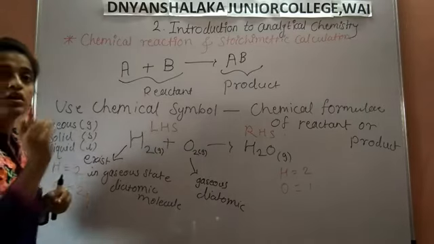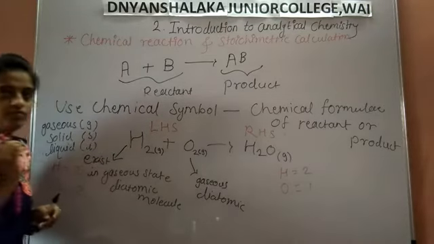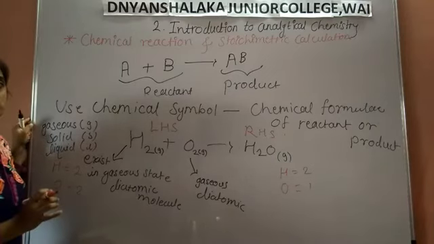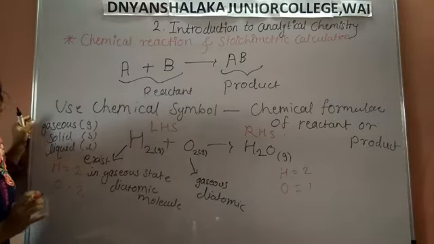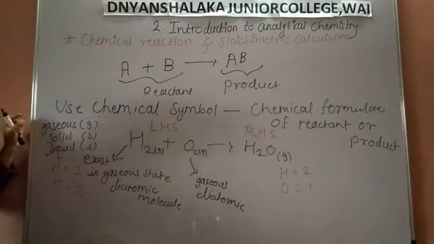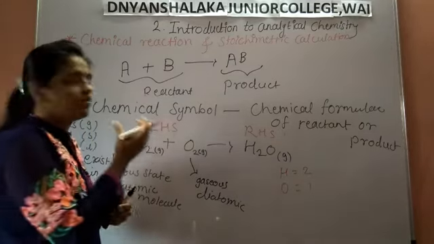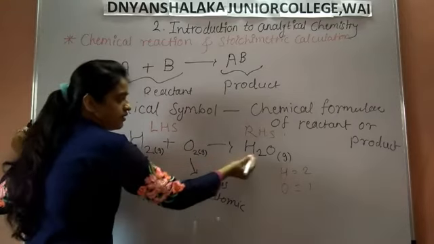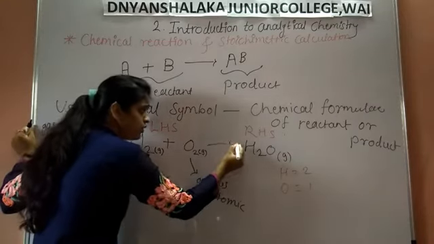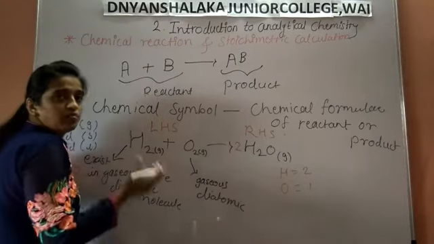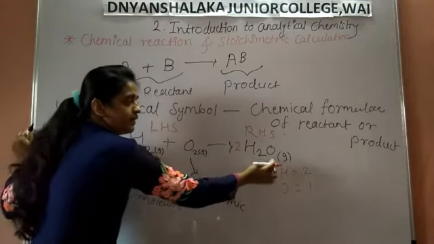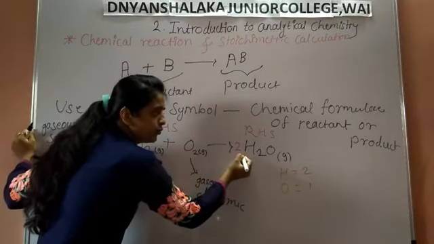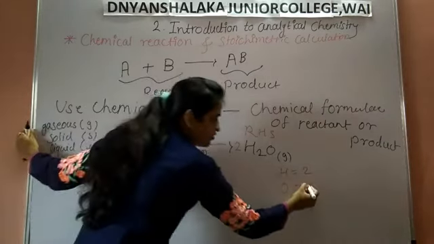So we use a whole number for a balanced chemical equation. For example, we put a number 2 because oxygen has only 1 atom on the right side, so 1 into 2, and the total number of oxygen atoms changes to 2.